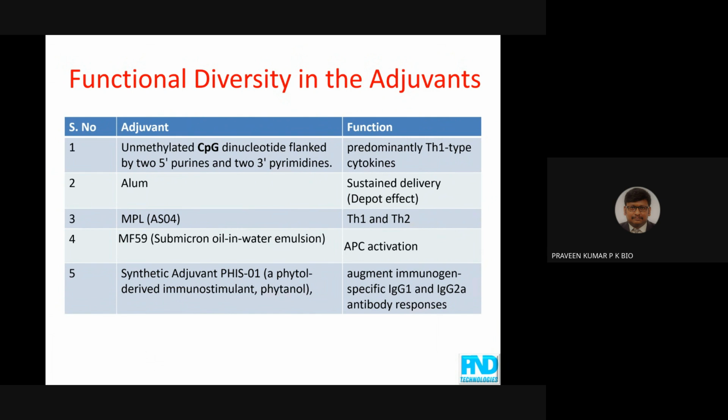Now, something about functional diversity in the adjuvants. Unmethylated CpG dinucleotide flanked by two 5' purines and two 3' purines predominantly induces Th1 type cytokines. Similarly, alum, an inorganic salt, can be used for sustained delivery. If you want to prolong the action of an antigen, we can use this kind of inorganic salt, that is alum. Similarly, you can find the plant-based AS04.